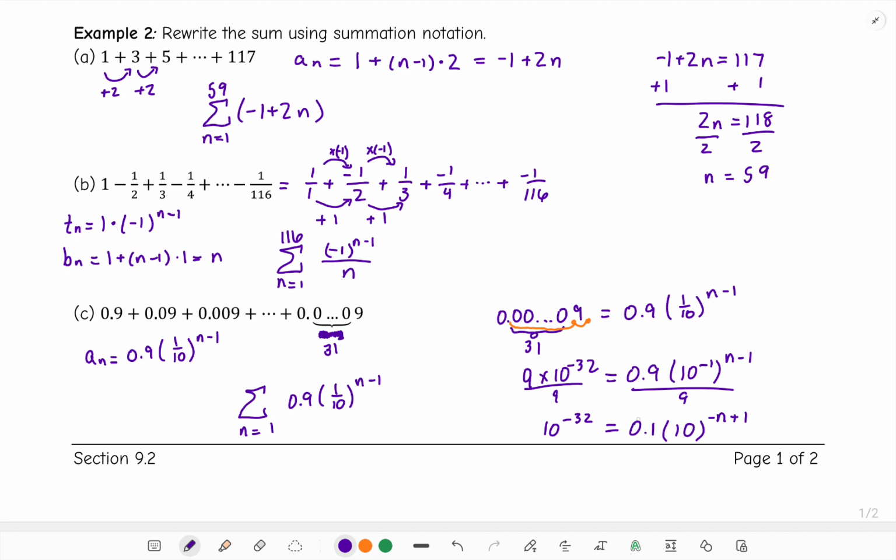Multiply both sides by 10 to get rid of the 0.1. That's 10 to the negative 31 equals 10 to the negative n plus 1. So negative 31 equals negative n plus 1. And I'm running out of room. I'm sure everyone can solve that, so n will equal 32. So in summation notation, this is the sum from n equals 1 to 32 of 0.9 times 1/10 to the n minus 1 power. And that'll be it for this part of section 9.2.